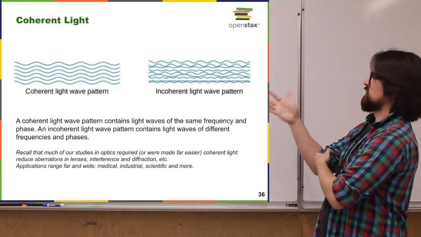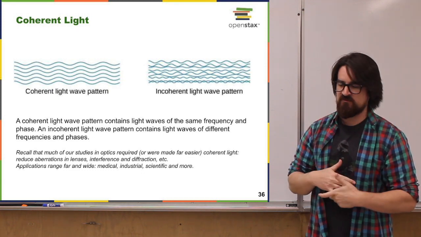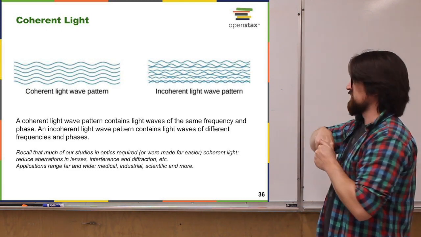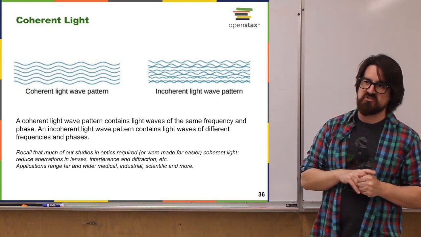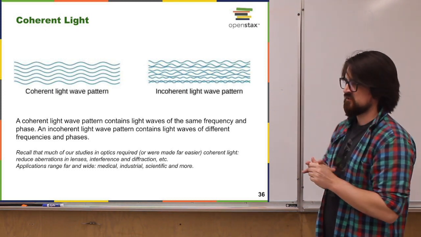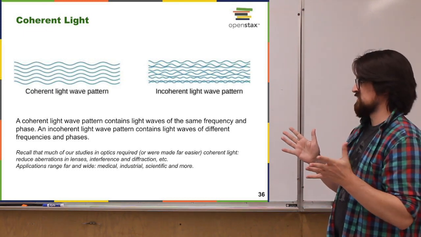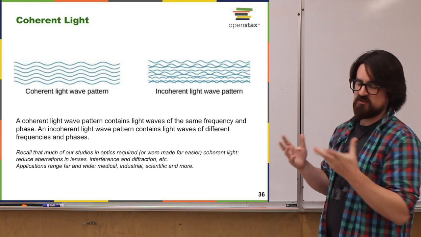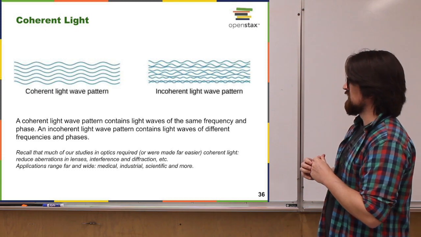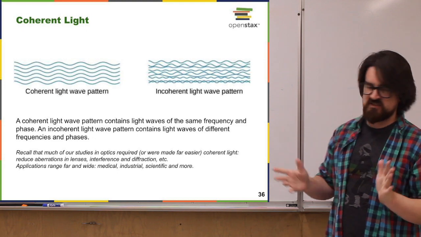So just to remind you, coherent light is light with the same frequency, same wavelength, same phase. And if you recall, when we were doing optics, having coherent light made things much easier in general. So when we're thinking about interference and diffraction, the ability to even study those phenomena required coherent light. Or if it didn't require it, it was made much easier to look at by having coherent light. And like I said, lasers have applications all over the place: medical, industrial, scientific.